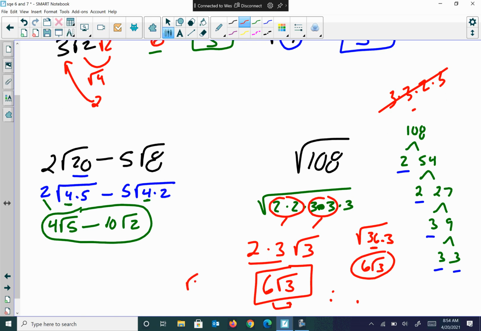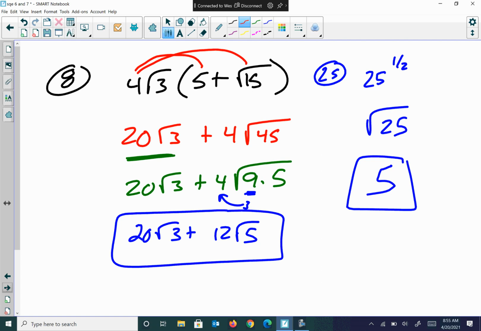Could I have this as an answer? Let's see what you got. Oh, it's flip-flopped. So the root should have been on the 3, not on that. That should be outside. Oh, okay. I see what you did. You just had them flip-flopped. Can I move forward? Or is that it? That's it? There's nothing more?